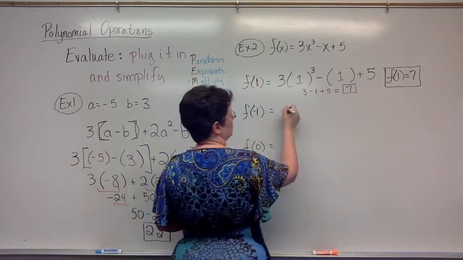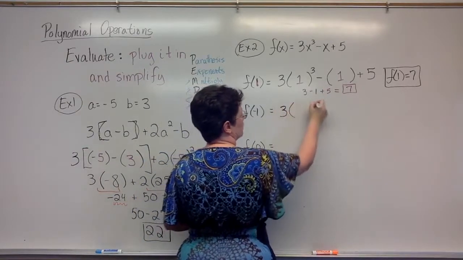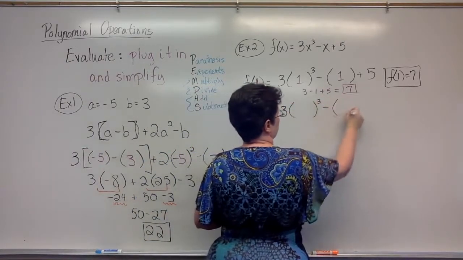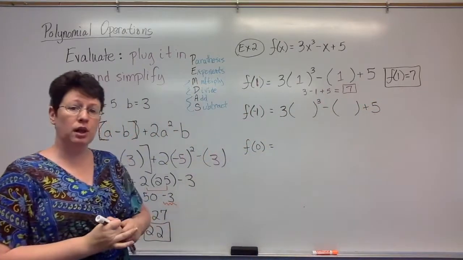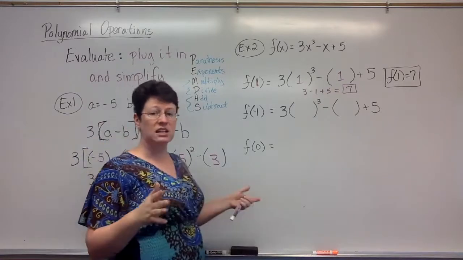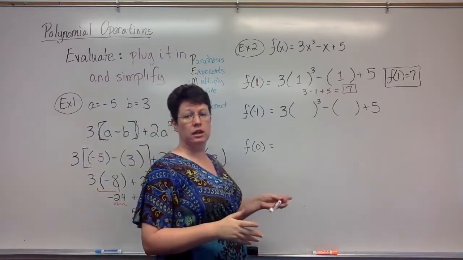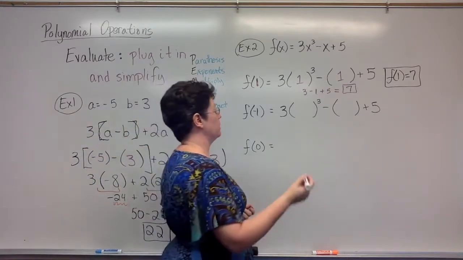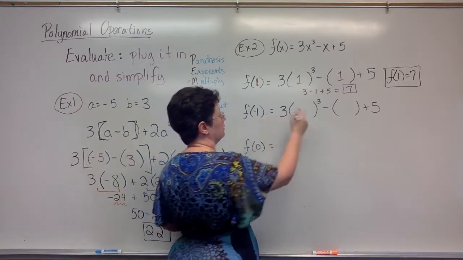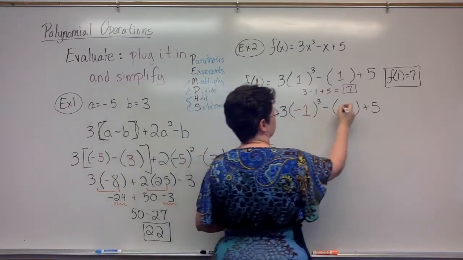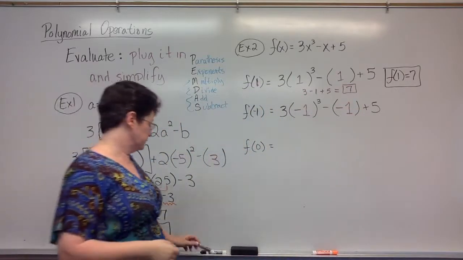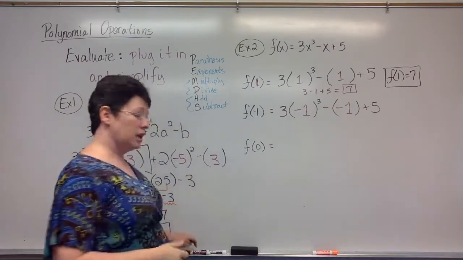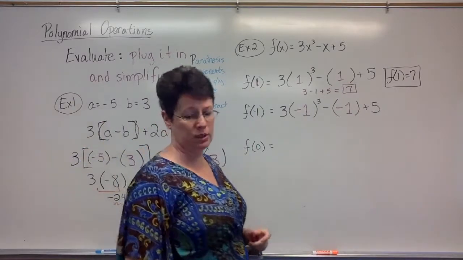We write out the equation. 3 parentheses cubed minus parentheses plus 5. Yes, you could plug this into your calculator exactly as you see it, right? The point is exactly, right? We have to have the parentheses. What are we plugging in? Negative 1. Okay, do you think we're going to get the same thing? A lot of students do, but we don't.